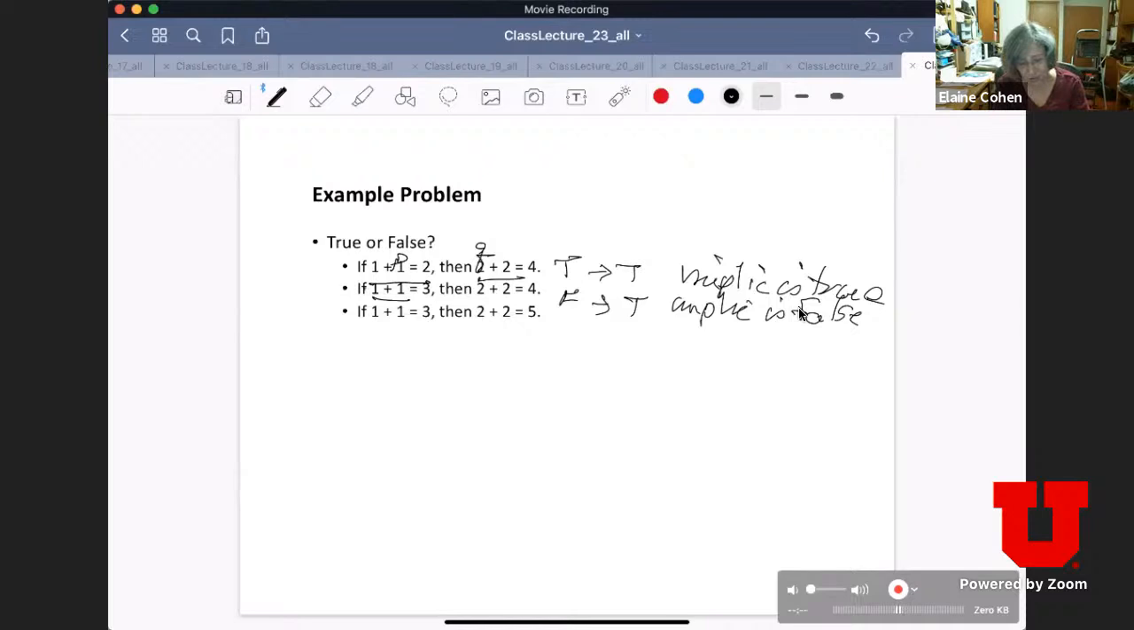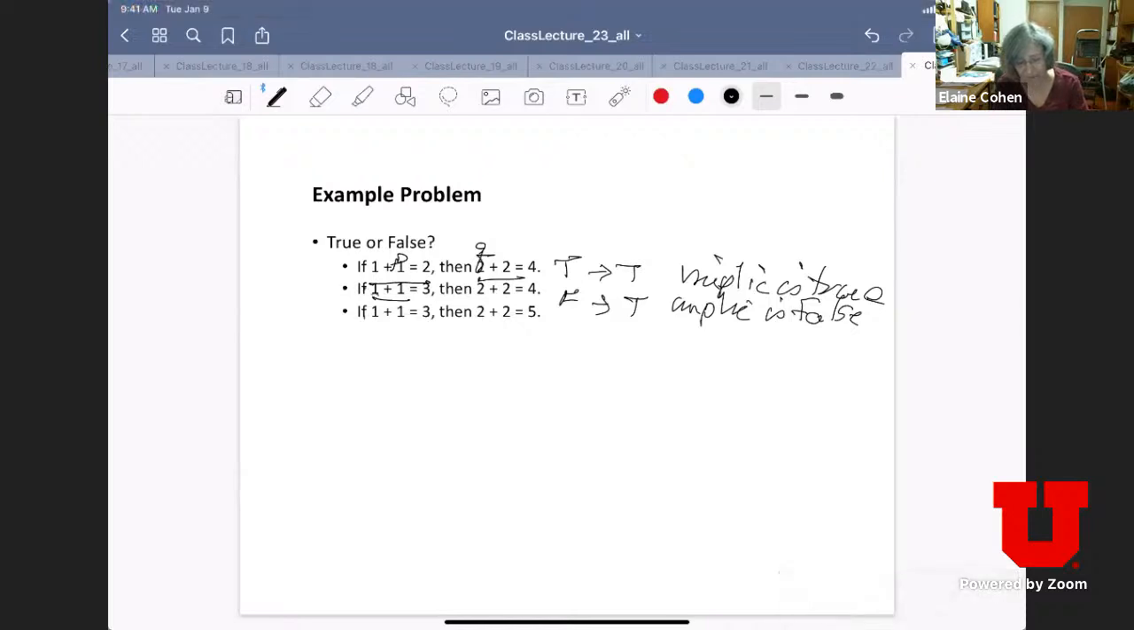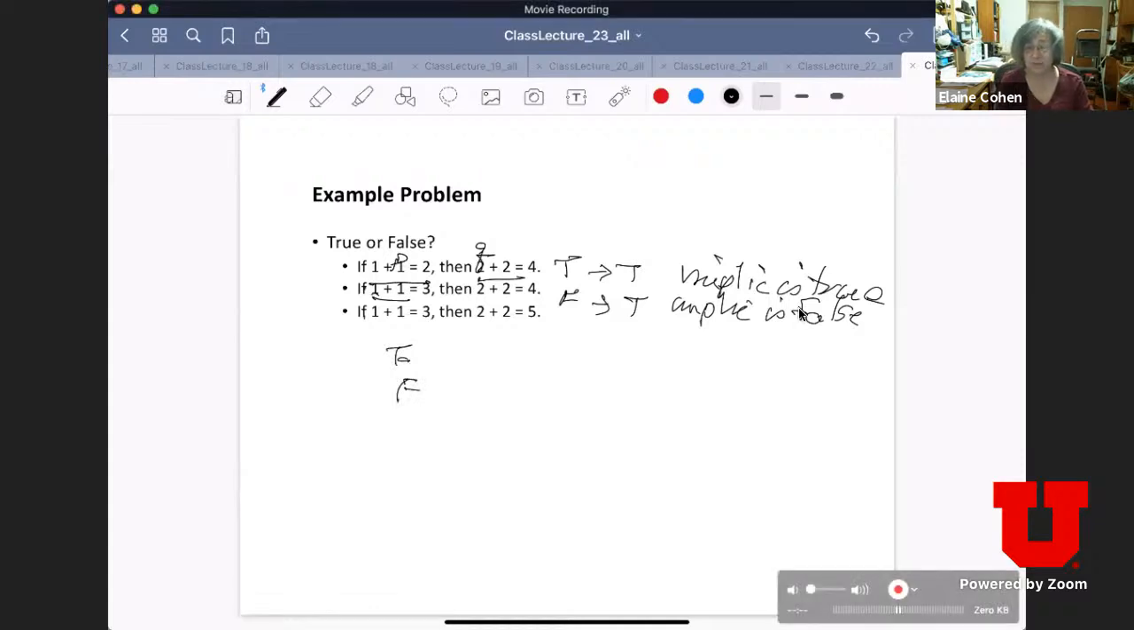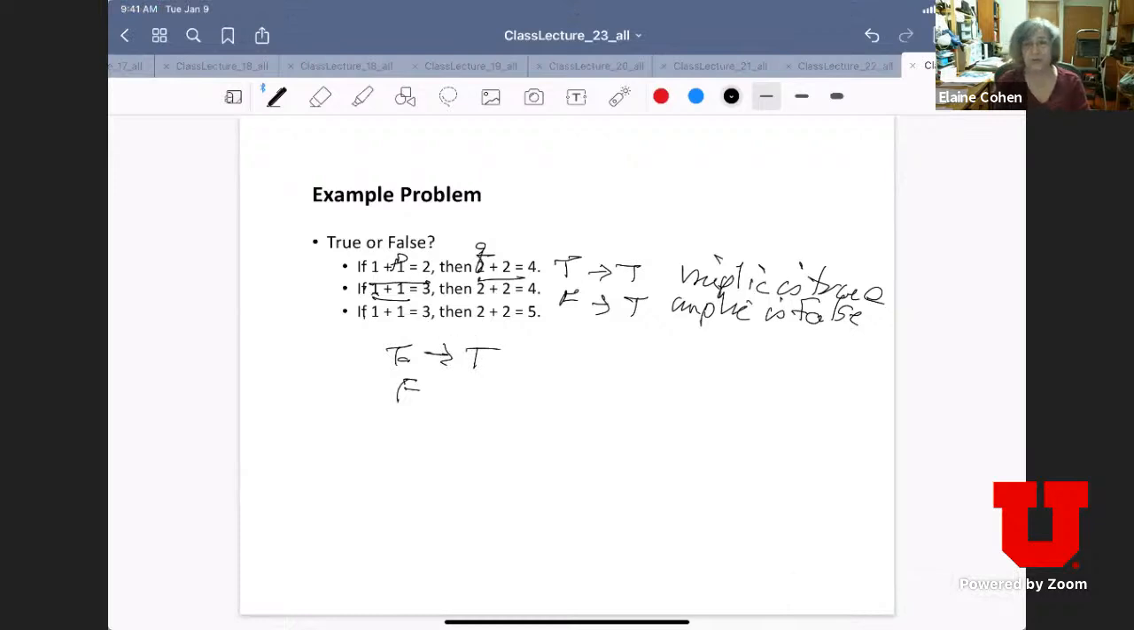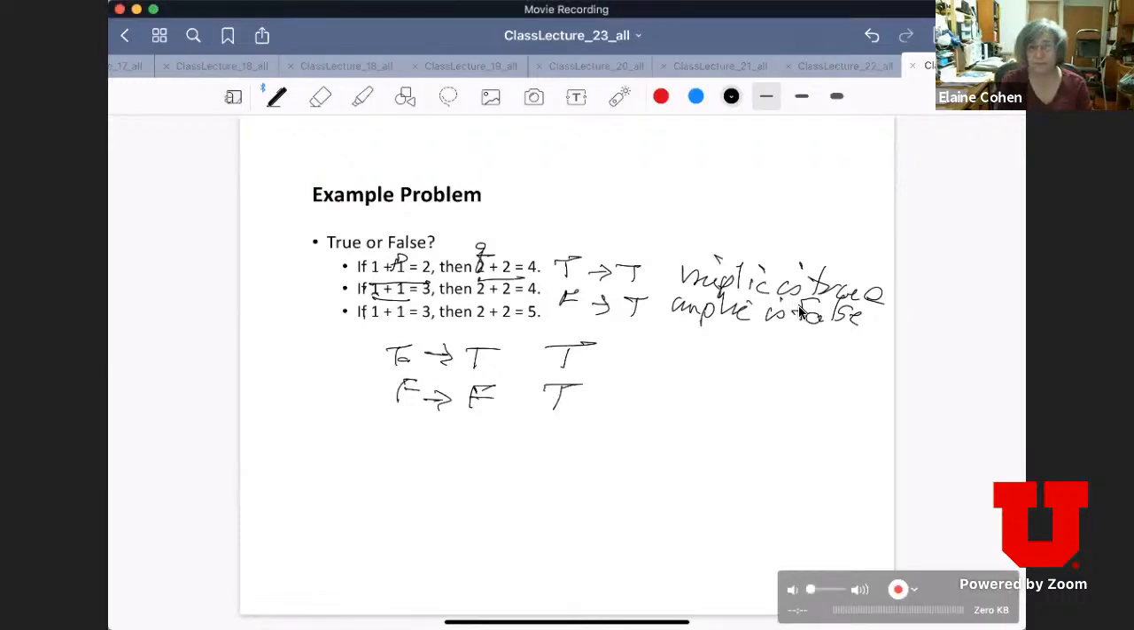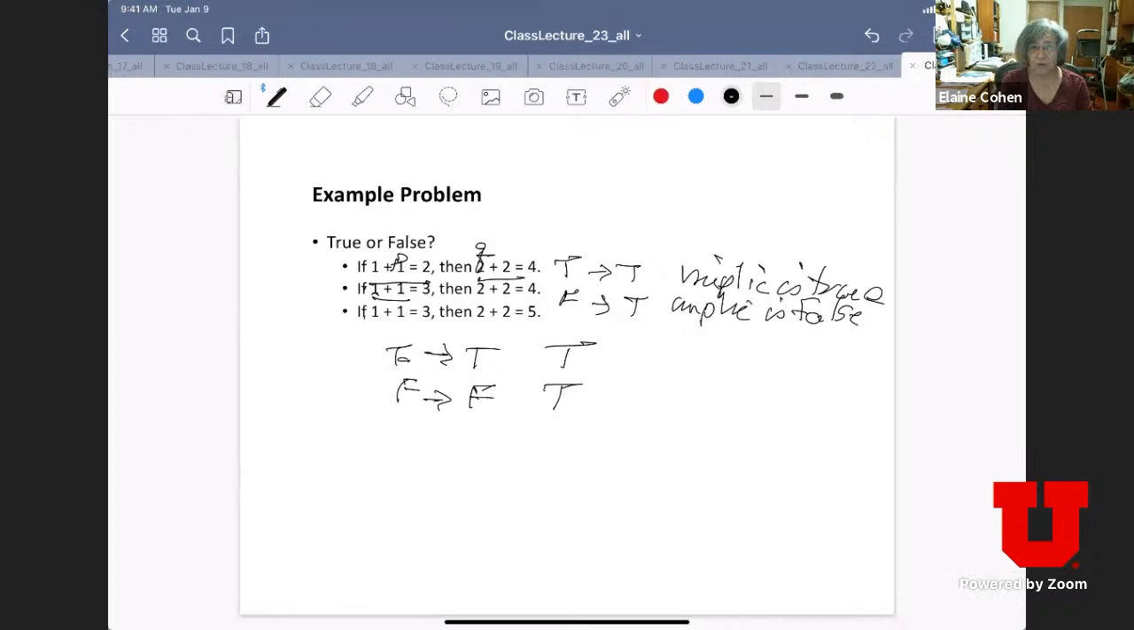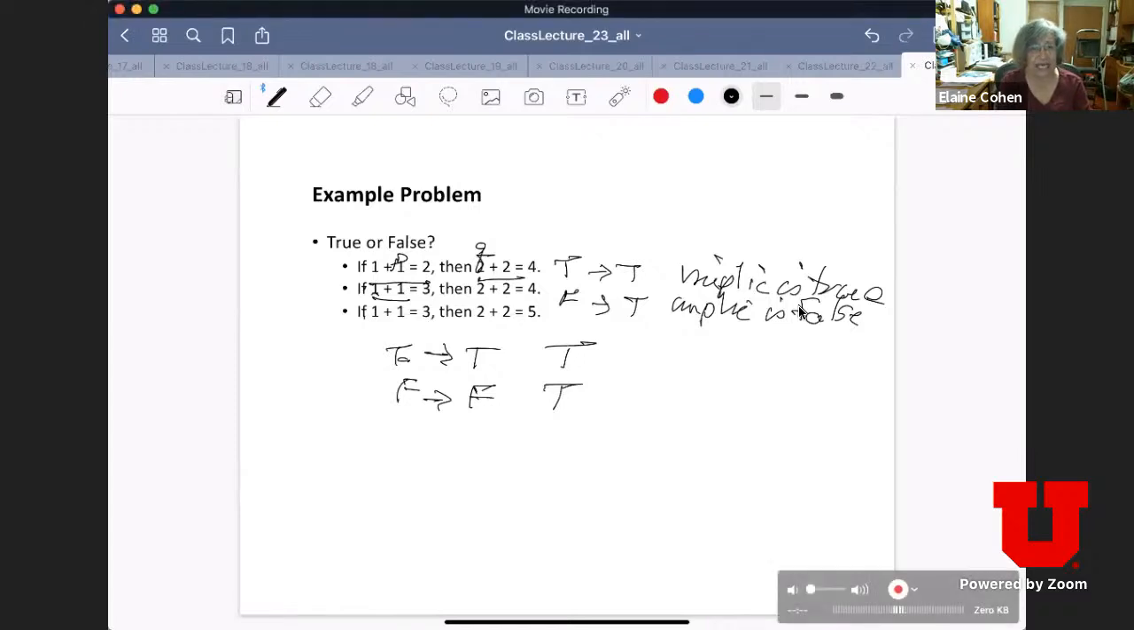And in the last two, both of them have false hypotheses. The top one has a true conclusion, and the implication is true. False hypothesis, false conclusion, the implication is true. Okay, confusing, but that's life here.